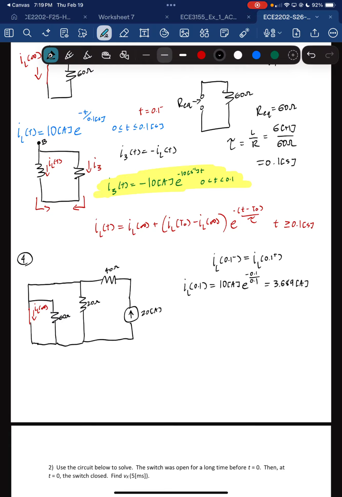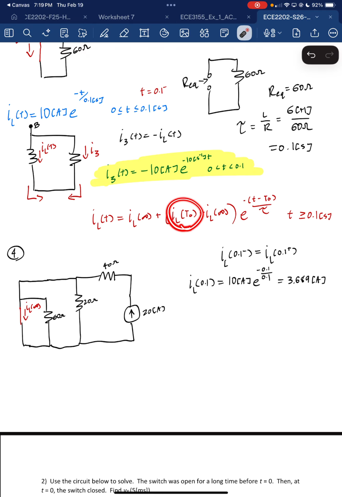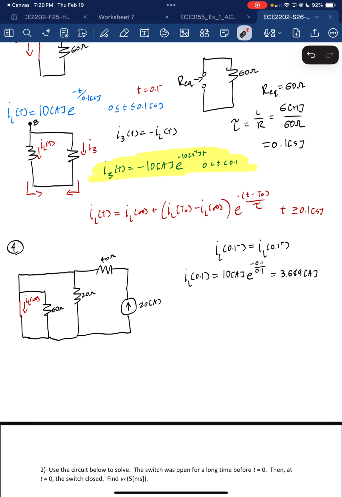So that's going to be our current. Where would we put that? That goes where IL of t naught is, the time of our switching event, IL at 0.1. So now we just need to find IL of infinity. Now we're going to look for the steady state condition of the inductor for this circuit, and that gives us IL of infinity. So we short it, we solve the current. Any other questions?